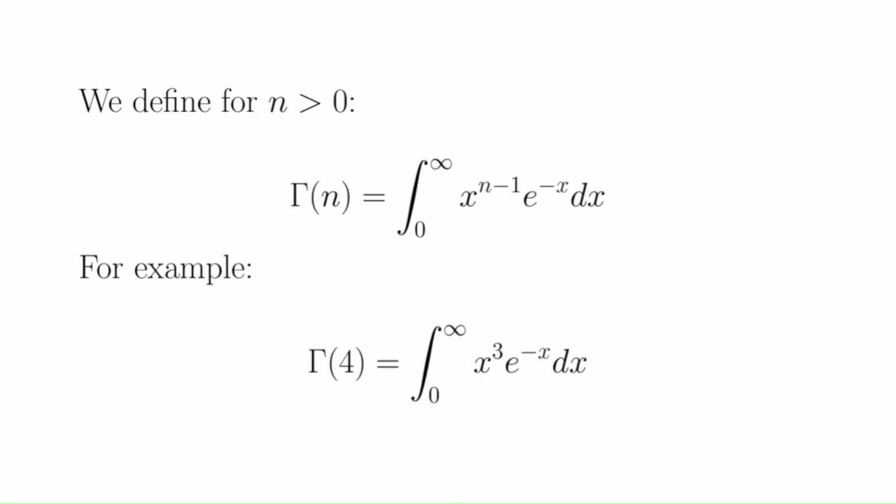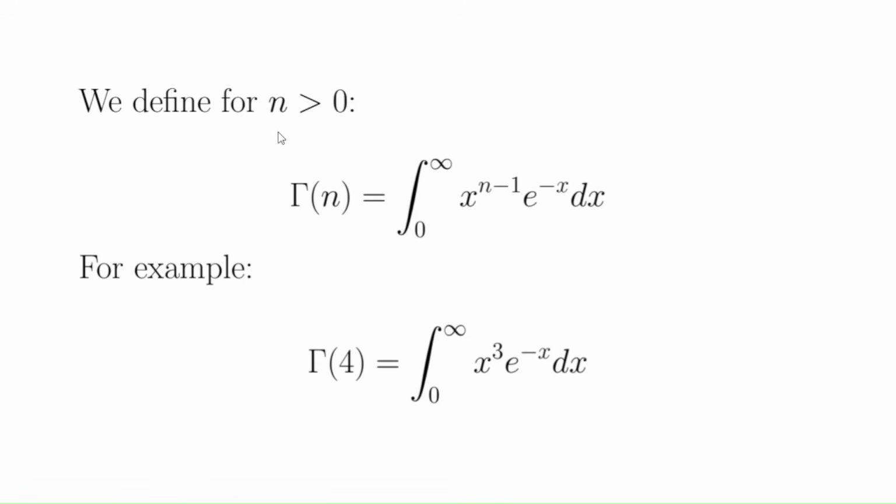So here's how we define gamma of n. For any positive number n, gamma of n is defined to be the integral from 0 to infinity of x to the n minus 1 times e to the minus x dx. So for example, gamma of 4 is the integral from 0 to infinity of x cubed times e to the minus x dx. Now, it's going to turn out that gamma of 4 is actually 3 factorial, so 6 is the value of this integral. In fact, for any positive integer n, gamma of n is going to be n minus 1 factorial. That's what it's going to turn out to be.